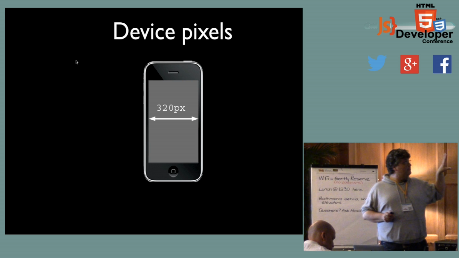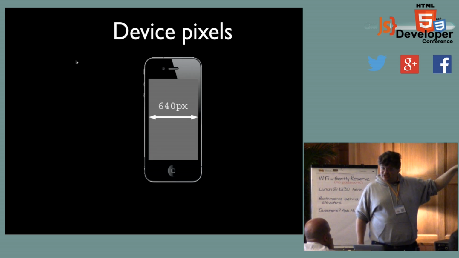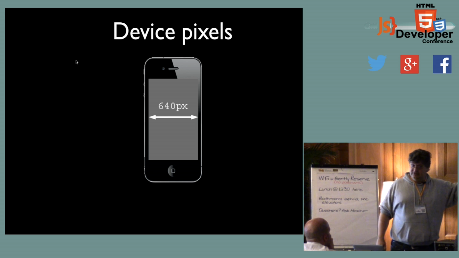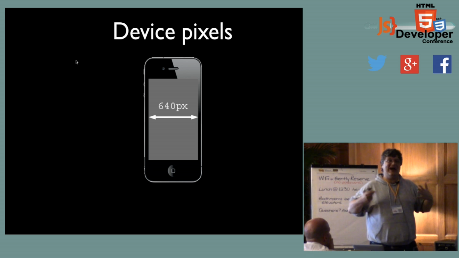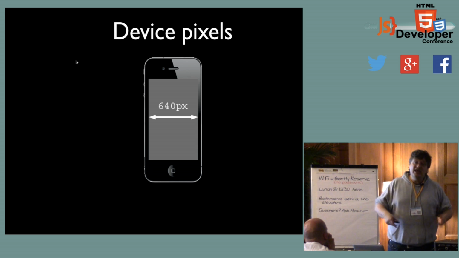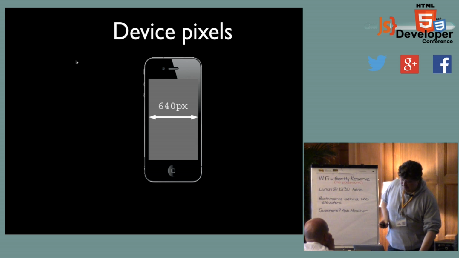The best known example is, of course, the iPhone. The old iPhone 3G or something had 320 device pixels. And then along came the retina screens, which have 640 device pixels. So it's doubled, right? That was the whole idea behind retina. If you have more device pixels on your screen, then your website and your apps will look crisper and smoother. And that was exactly what Apple did.